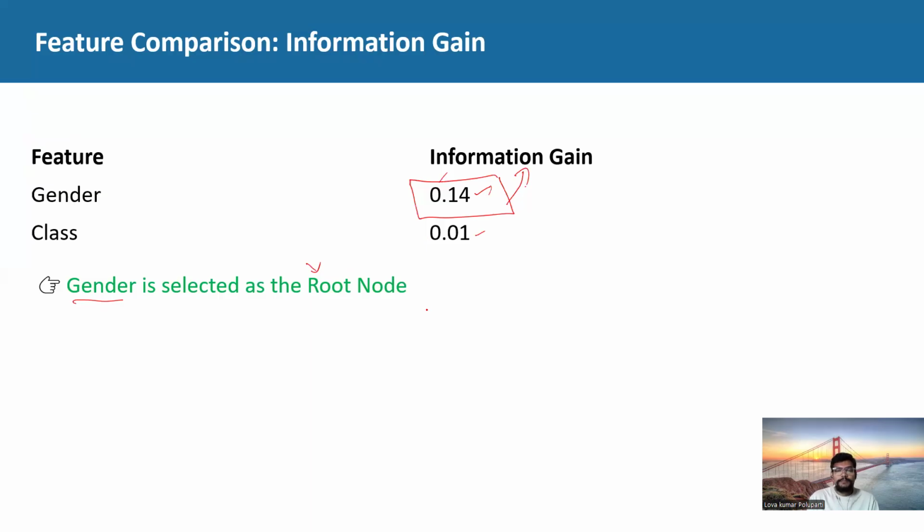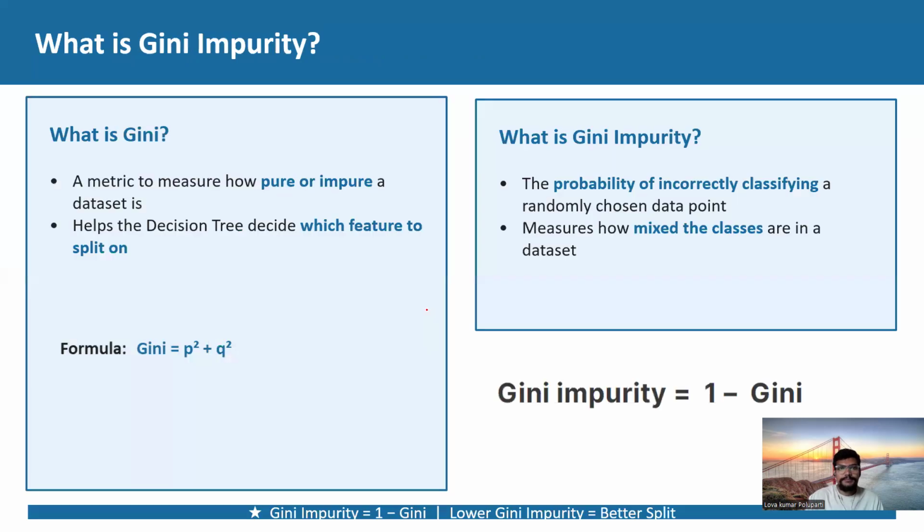Now I will jump to the Gini. How exactly does the Gini work? See, two methods are there: information gain and Gini. You can take either one based on your problem and the data set. So let's try to understand what Gini and Gini impurity are. Both are interlinked, and the Gini impurity is calculated from the Gini.